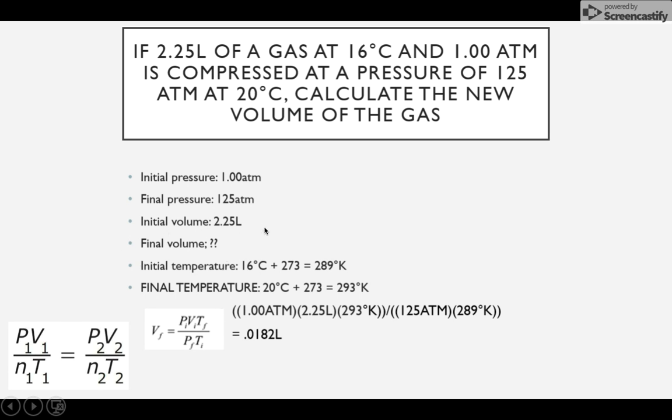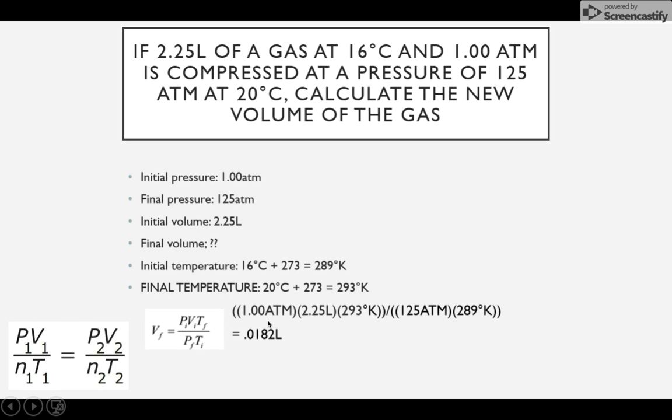The initial temperature is 16 degrees Celsius, and we're just going to add that to 273 to get 289 degrees Kelvin. And then our final temperature is 20 degrees Celsius, and we're going to add that to 273 and get 293. And when we rearrange our equation, it's going to look like this. N is a constant, so we can take that out. So we're just going to have P1, V1, T2 over P2, T1.